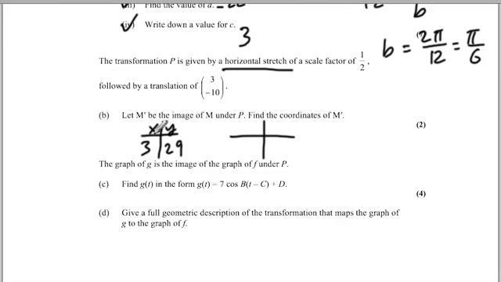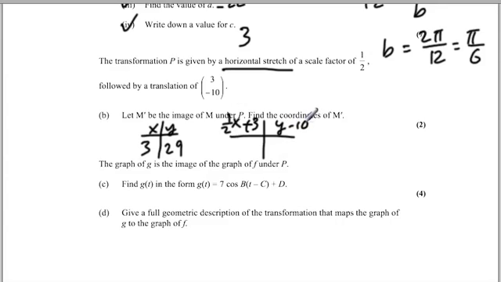So horizontal means that it only affects the x's. So this means that all the x's will be multiplied by half. This vector over here means it's 3 to the right. So if it's 3 to the right, again, it only affects the x's, so it's going to be plus 3. What about the y's? There's no stretch for the y's, so we don't have to multiply the y's by anything. It's just simply y. But we have to subtract 10 because that's what that negative 10 means.